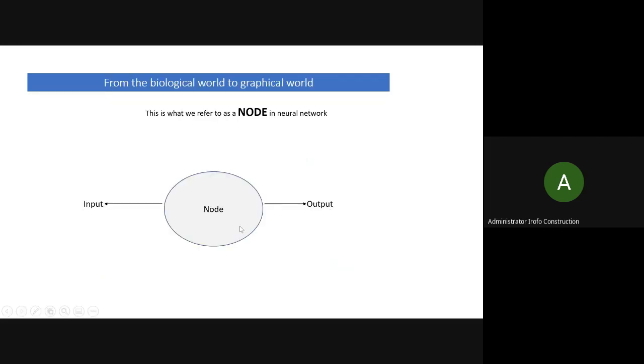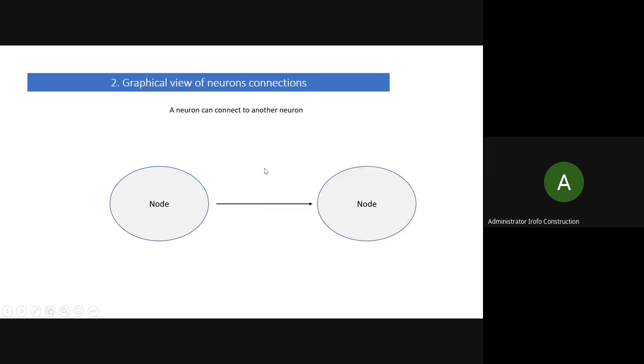So for our case, this is how we're going to create our neuron. We just want to create something like a node. That node will see an input, then give an output. So instead of calling it a neuron, we just call this a node here. This is what we refer to as a node in a neural network. And a node can connect to another node, like what we just saw with neurons: a neuron can connect to another neuron, and the same thing here, a node can connect to another node.